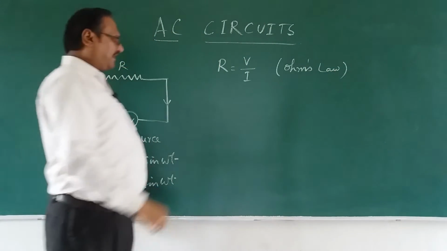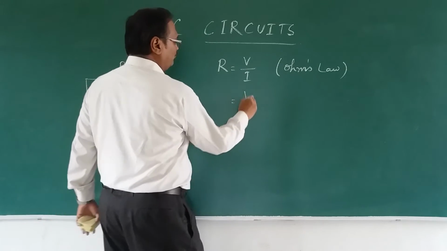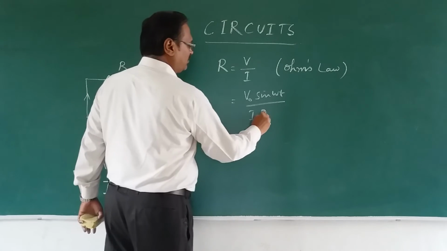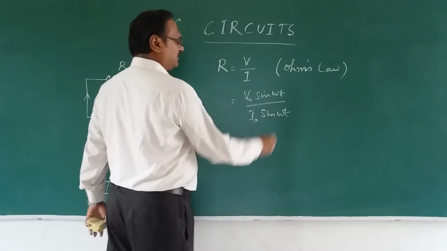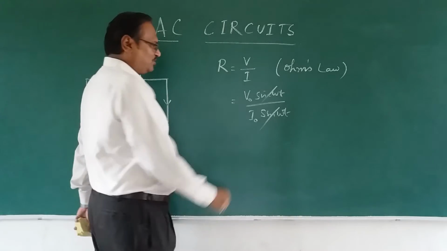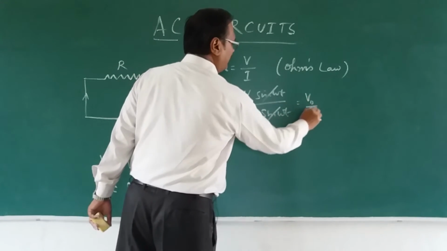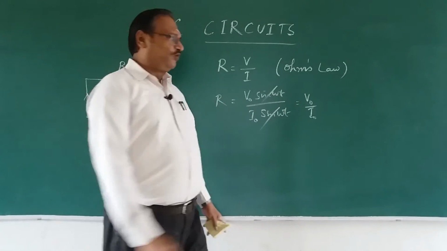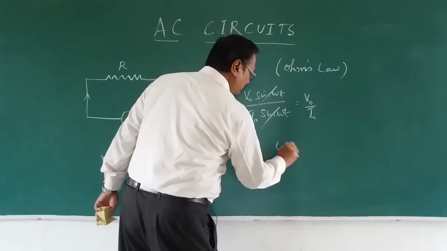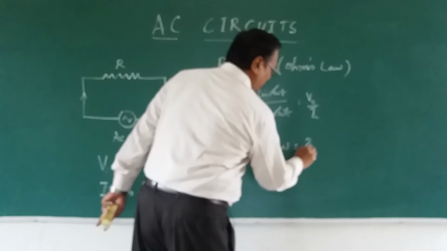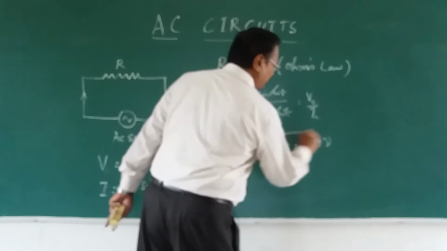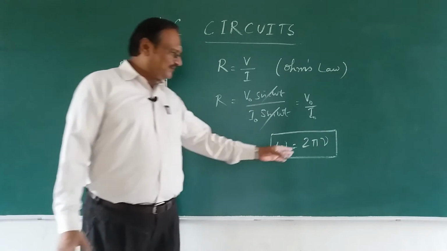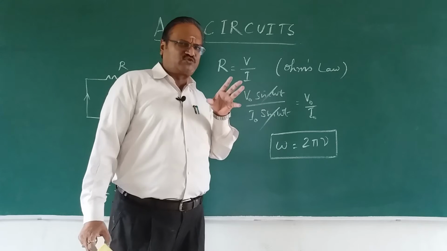Now, let us substitute the values here. You get V naught sine omega t divided by I naught sine omega t. Sine omega t goes. So, you have V naught upon I naught, that is R. What is omega? Omega is angular frequency, that is equal to 2 pi nu, where nu is the actual frequency or the natural frequency. Omega is equal to 2 pi nu. What is 2 pi?